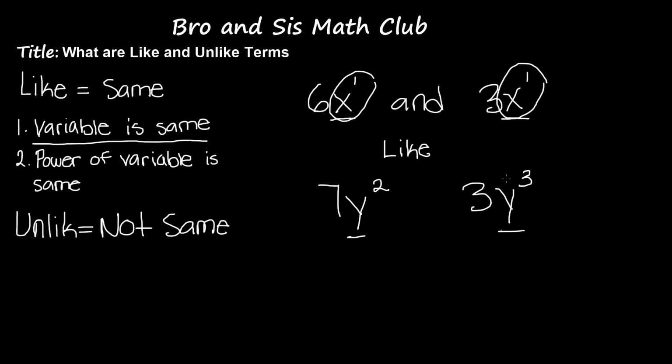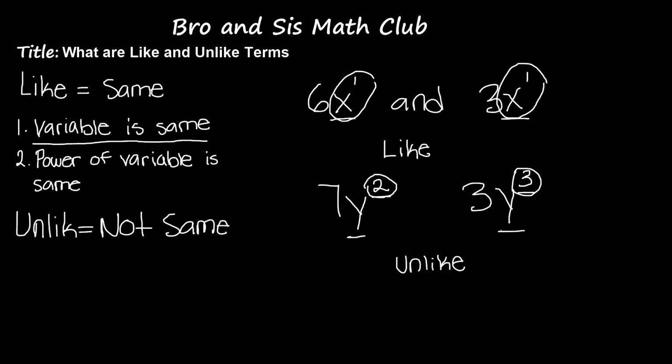So y and y are the same, but we cannot just call them like terms here yet. Now we have to look at the second factor, which is power of the variable is the same. So in 7y to the power of 2, the power is the exponent, so the exponent is 2. And in 3y to the power of 3, the exponent is 3. Now as you can see, 2 and 3 are not the same numbers. So they're not the same, so they're unlike terms. So these are unlike.